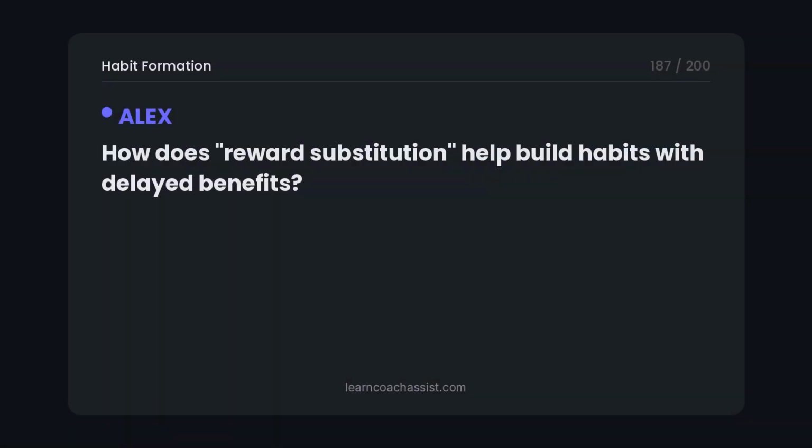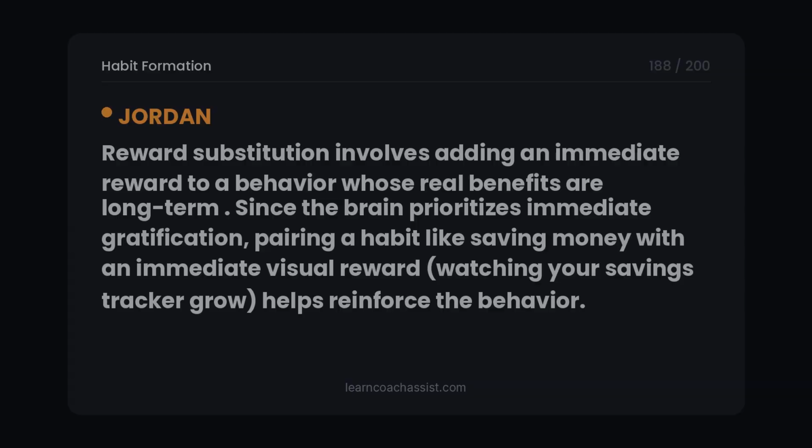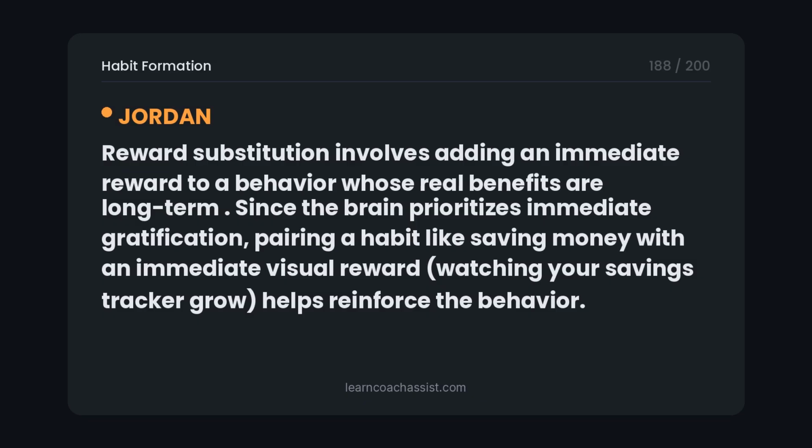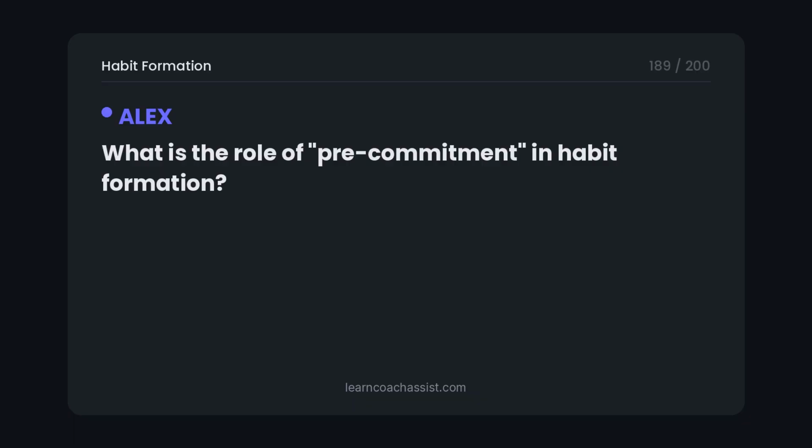How does reward substitution help build habits with delayed benefits? Reward substitution involves adding an immediate reward to a behavior whose real benefits are long-term. Since the brain prioritizes immediate gratification, pairing a habit like saving money with an immediate visual reward, watching your savings tracker grow, helps reinforce the behavior.